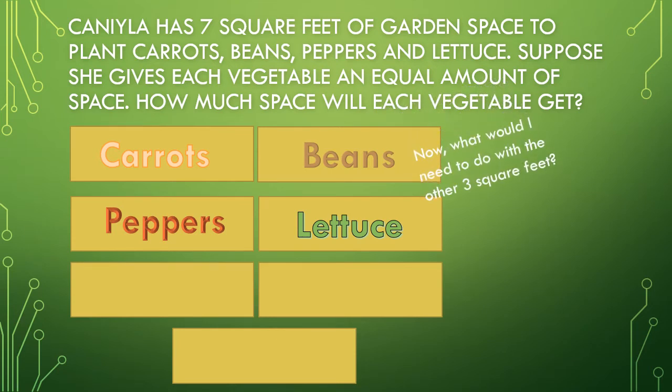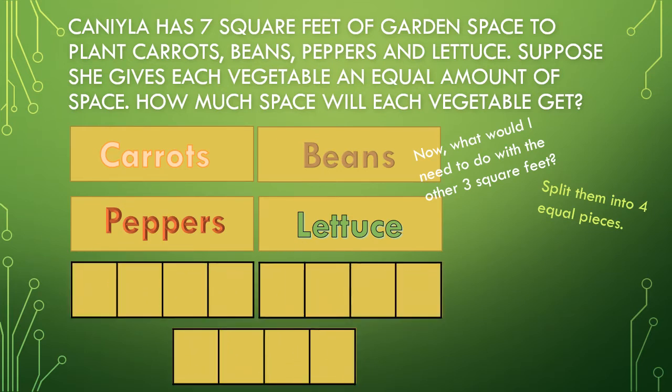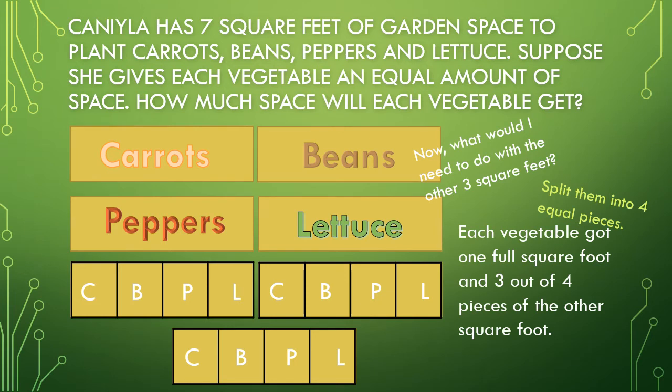Now what would I need to do with the other 3 square feet? I want to split them into 4 equal pieces. Then I would go through and put carrots, beans, peppers, and lettuce in each space. Each vegetable got 1 full square foot and 3 out of 4 of the pieces of the other square foot. 1 whole and 3/4 is your answer.